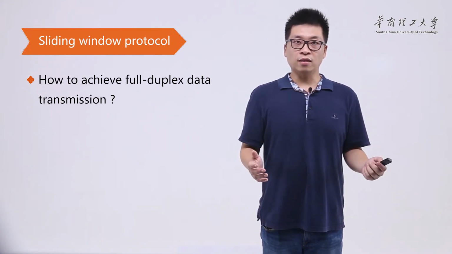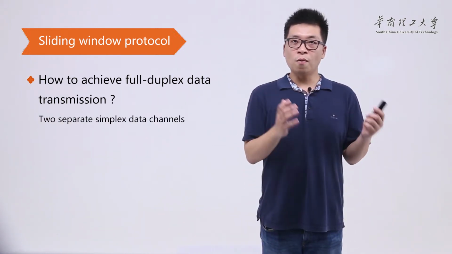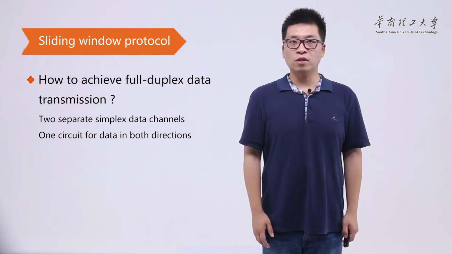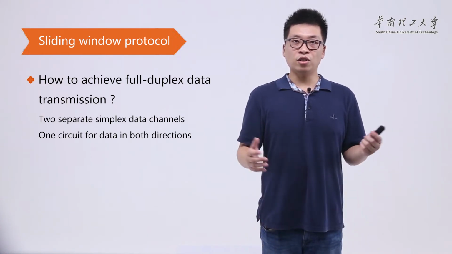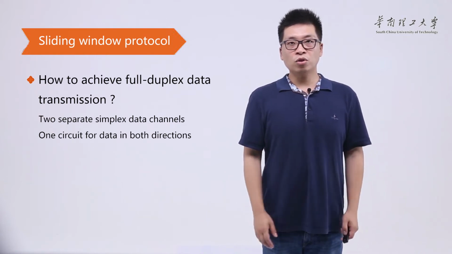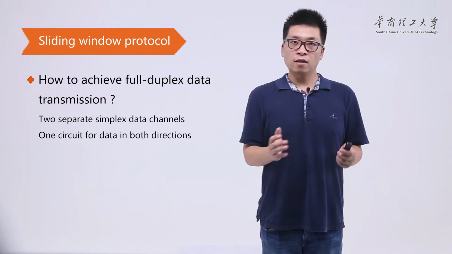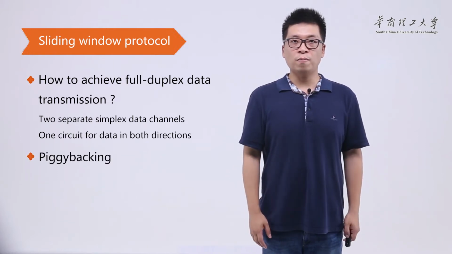It's easy to do that. Two separate simplex data channels can be one full duplex data transmission channel. And that is a circle for data in both directions. And also we can try something more to improve the performance. The thing we can use is called piggybacking.